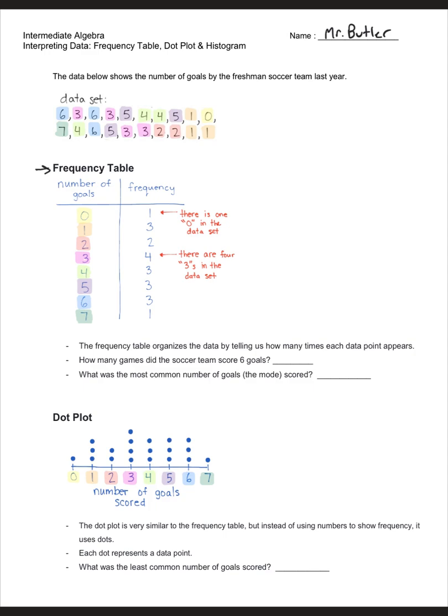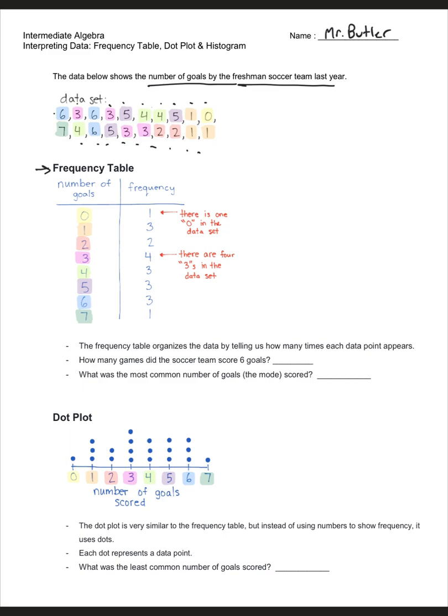Let's start off and talk about frequency tables. All a frequency table really is, it shows how much one value has occurred. So let's look at this first example: the number of goals by the freshman soccer team last year. Each of these is a different game in this data set, and how many goals they scored in each of their different games. So the frequency table just tells you how many games did they score 0 goals? 1 game. How many games did they score 1 goal? 3 games. And so on and so forth.